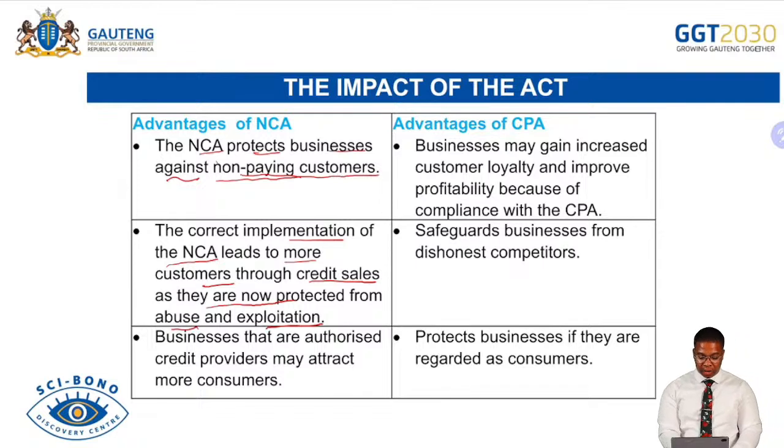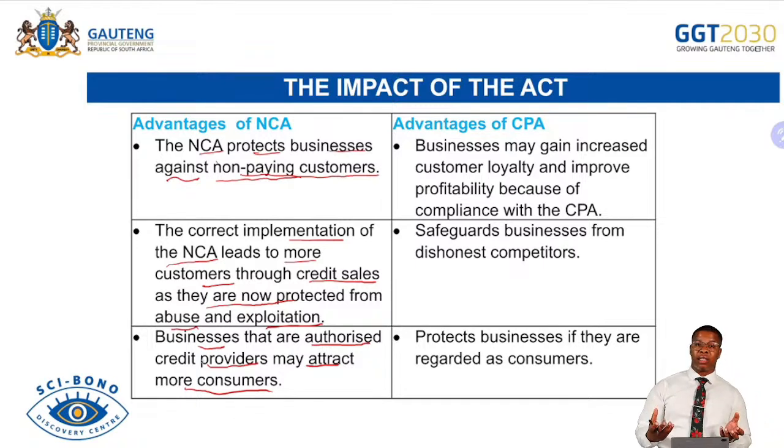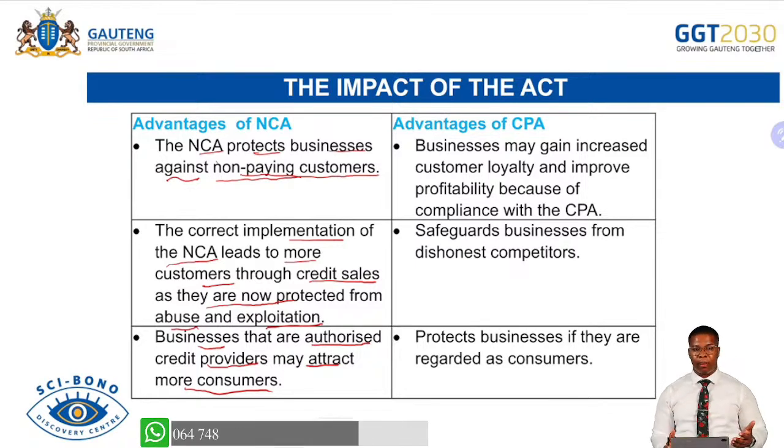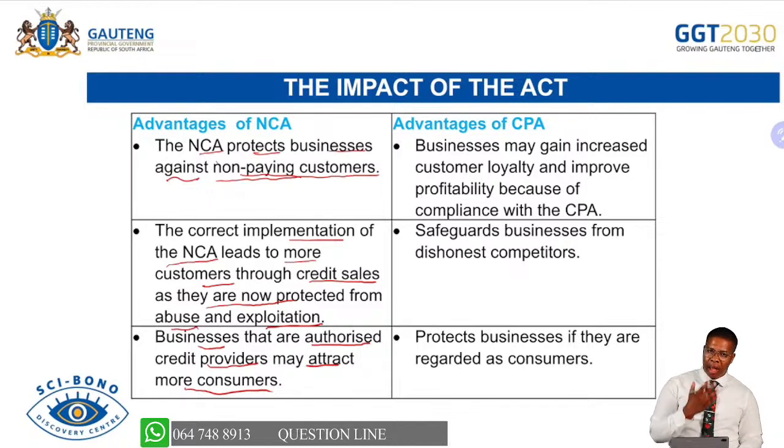Then when you look into another advantage with regards to the National Credit Act, businesses that are authorized credit providers may attract more consumers, meaning there'll be more consumers because one, they'll have consumers who buy on cash, and also they'll have more consumers who want to buy on credit. So that will attract more and more customers for the business, meaning sales will go up and more products will be out of the business, which is good for the business because it means more profit. So those are the advantages of a business that complies with the National Credit Act.